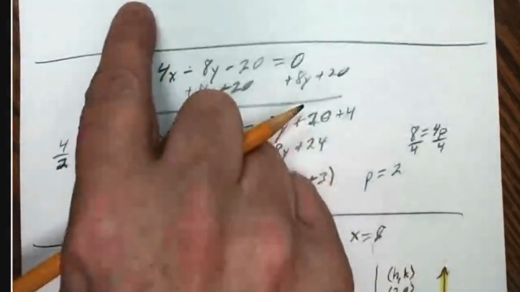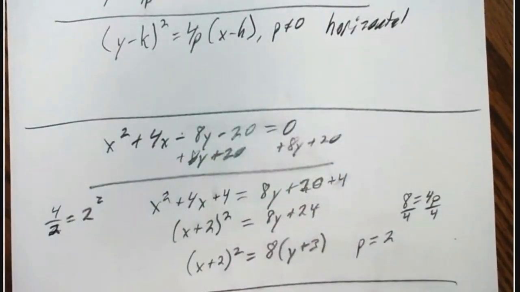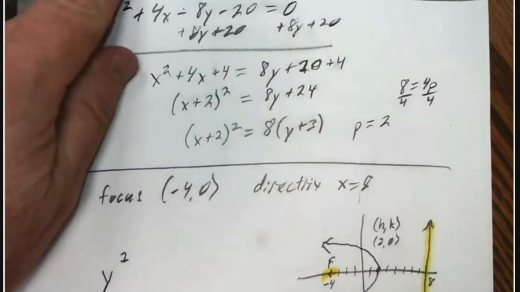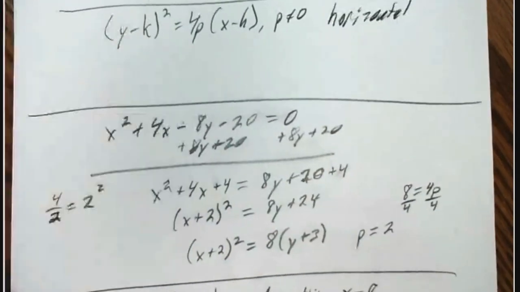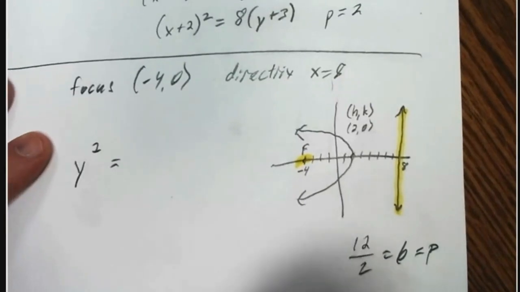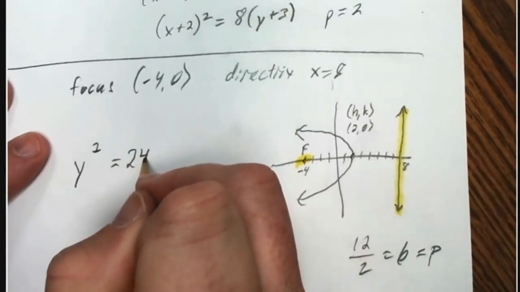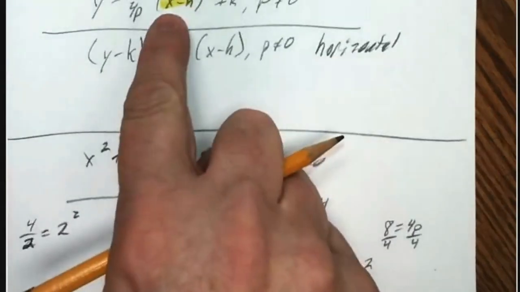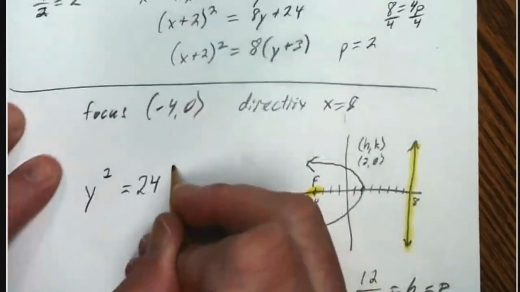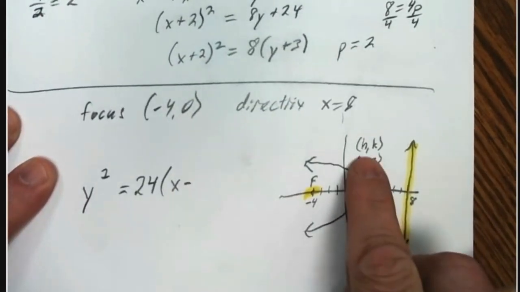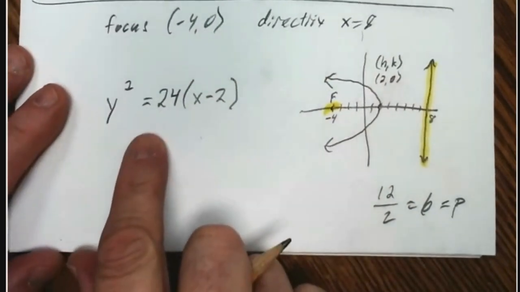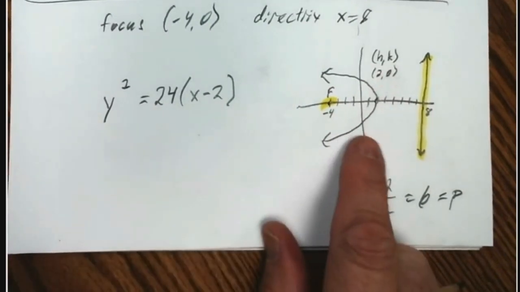So our equation is going to be y squared, because our k is 0, equals 4 times p, where p is 6. So 4 times 6 is 24. And then we need the x minus h. Oh, I'm sorry, right here, x minus h. The h is 2. So this is the equation for this parabola.